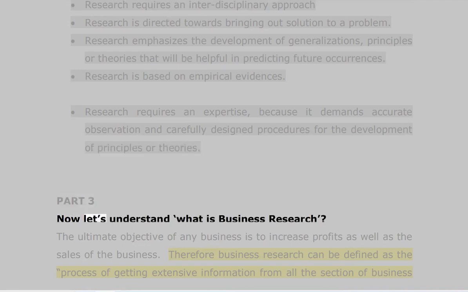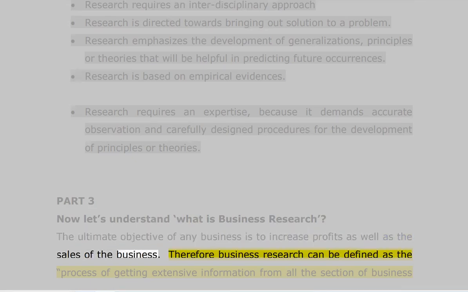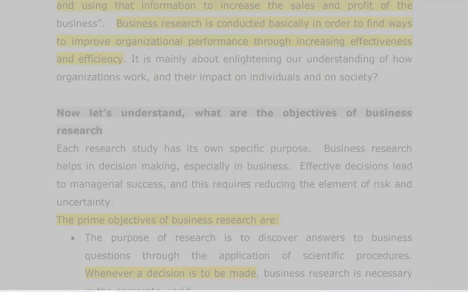Part 3. Now let's understand what is business research. The ultimate objective of any business is to increase profits as well as the sales of the business. Therefore, business research can be defined as the process of getting extensive information from all the sections of business and using that information to increase the sales and profit of the business.